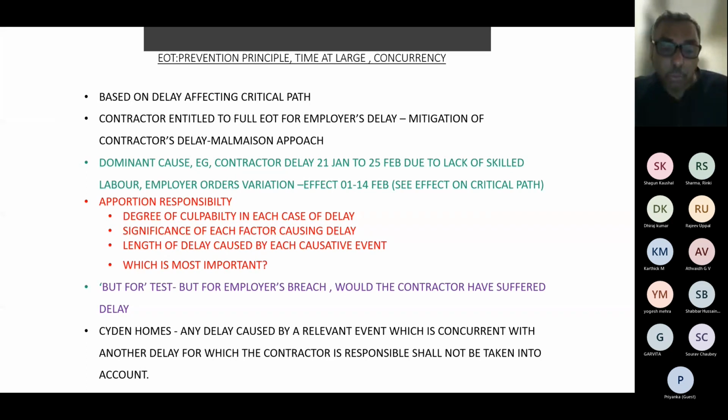Now, what happens if we do not write anything, which is what happens in most cases? In most contracts you do not mention anything about concurrent delay. In that case, the chances of going into arbitration and dispute are very, very bright. And unfortunately, in India, our arbitrators are not too clued up about how to handle concurrent delay. So you get decisions like this.